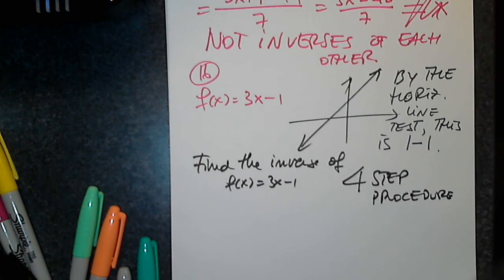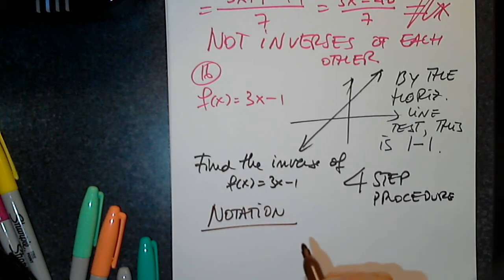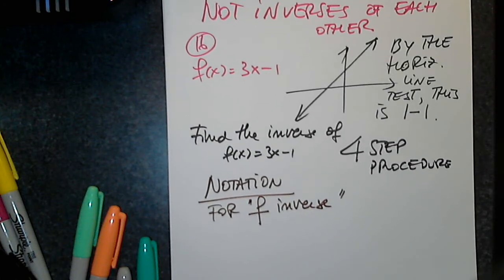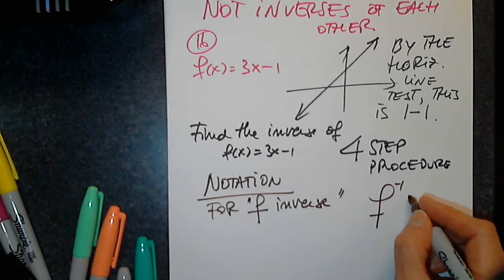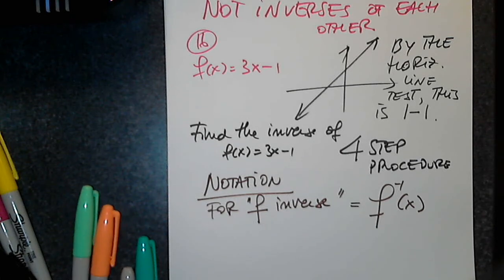Good. First of all, the notation. I need to talk about the notation before we go. The notation for f inverse. This is the way we read it. F inverse. The notation is this. And no, it does not mean 1 over f. This is the notation, f inverse. That's how we read it. It's the inverse function of function f. F inverse. Okay.